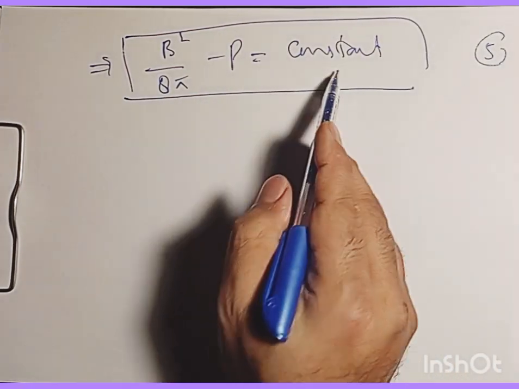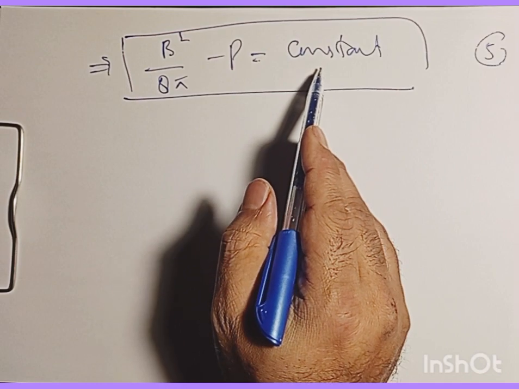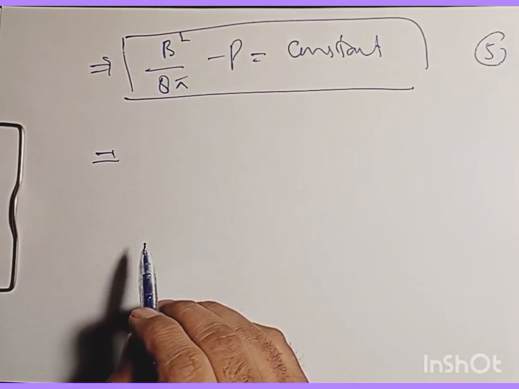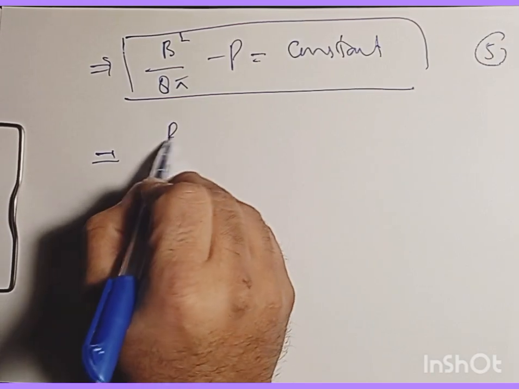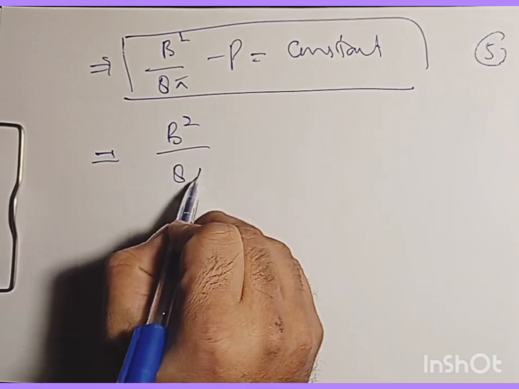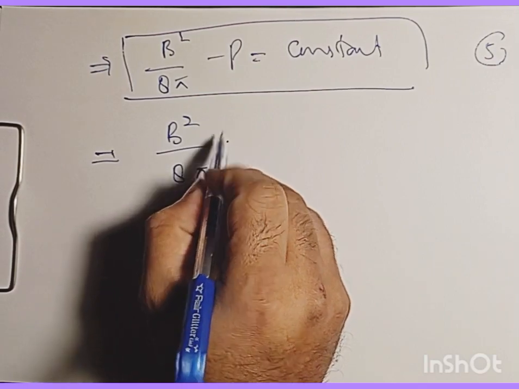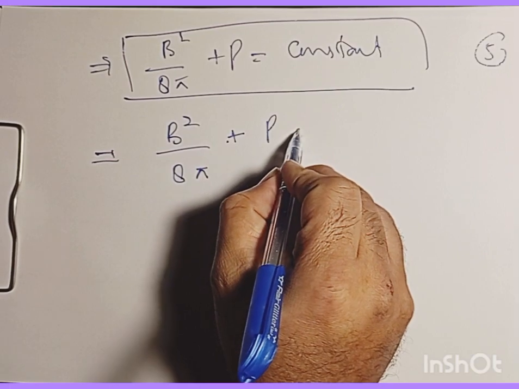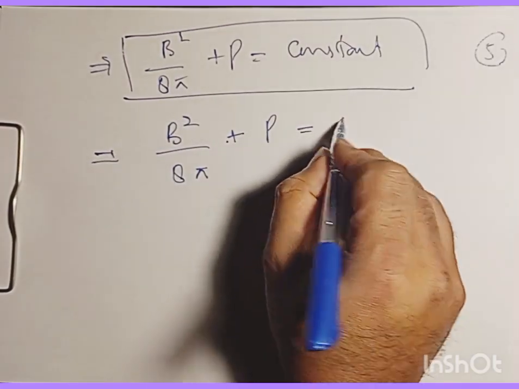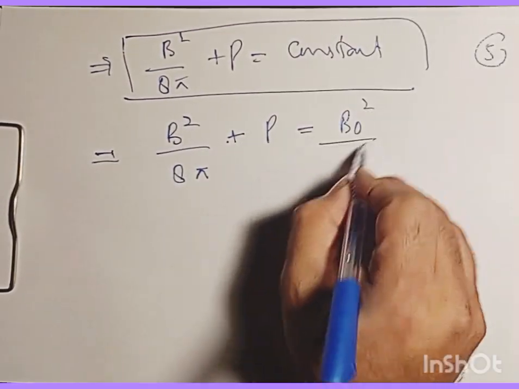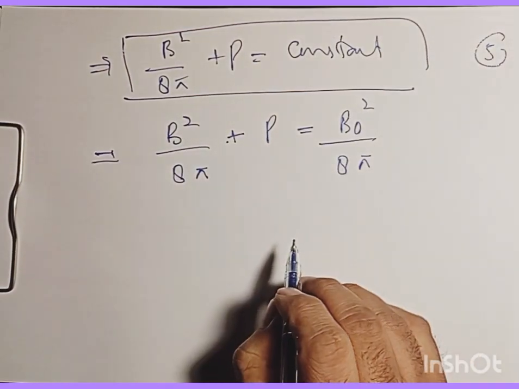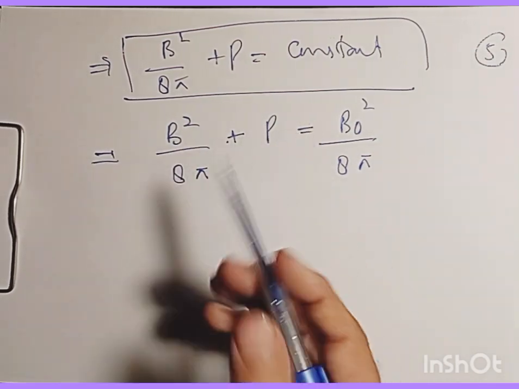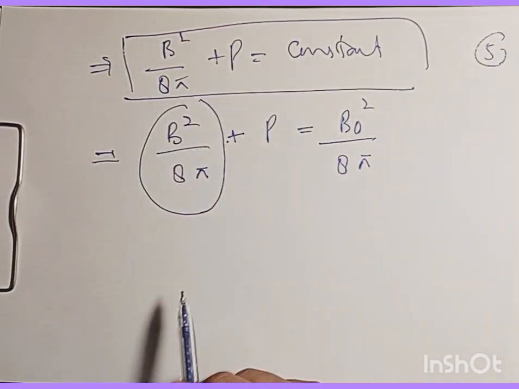Now, this constant certainly will have the same dimensions as that of the left hand side of this equation. So we can choose a situation like this: B square by 8 pi, this has to be plus, okay, this is plus P, and this is equal to B naught square by 8 pi. So what we have done is that this B square by 8 pi is the magnetic pressure. It's the pressure exerted by the magnetic field.